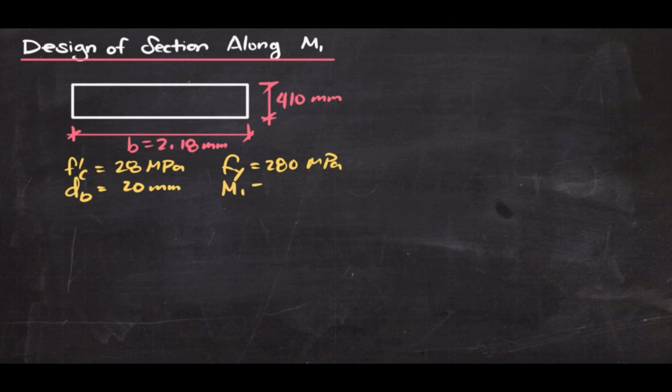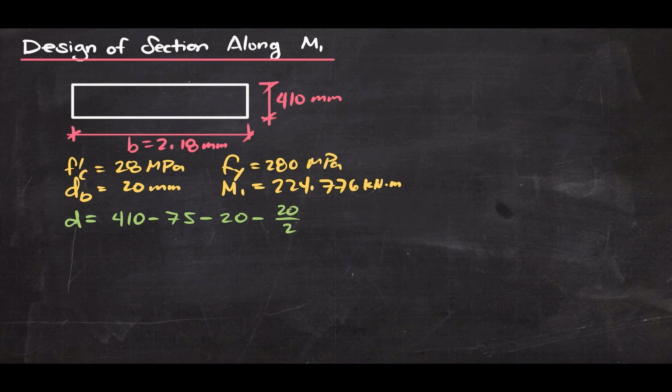And we know from our previous calculation that M1 is 224.776 kilonewton meter. Now for the effective depth, let's use the smaller depth. So we have 410 minus the concrete cover minus 20, the bar diameter, minus half of the bar diameter, which is 305 millimeters. So this is the smaller effective depth.